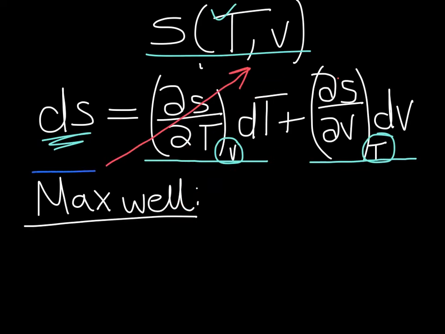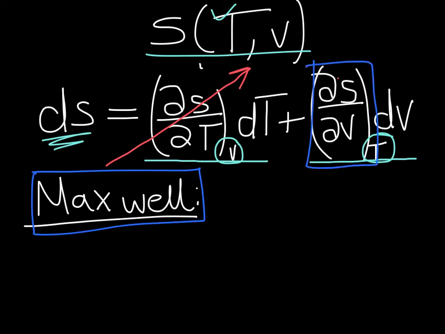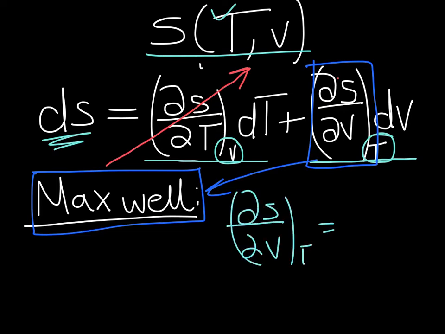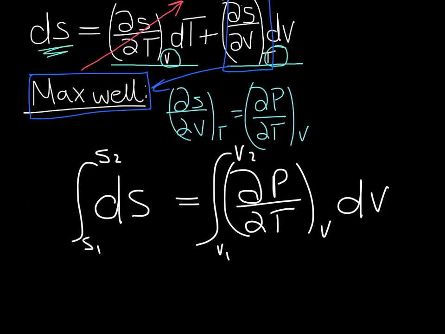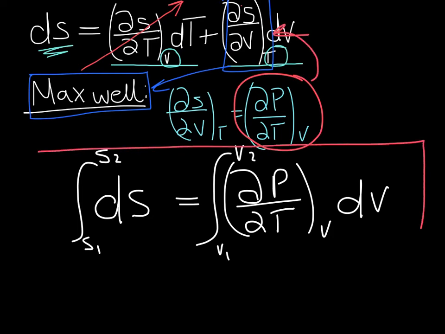So if we go to our Maxwell equations, have a look at your data sheet. For this slope there, we can immediately show that this can be related to the slope of how pressure changes with temperature while the volume is constant. After substitution, we can prove that the change that we now have to calculate looks like this.